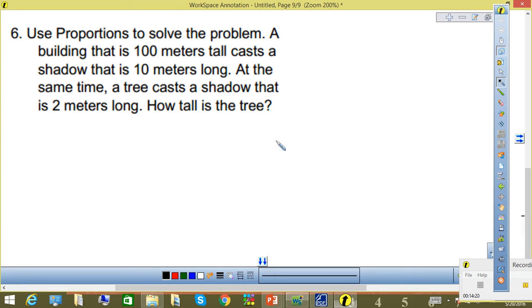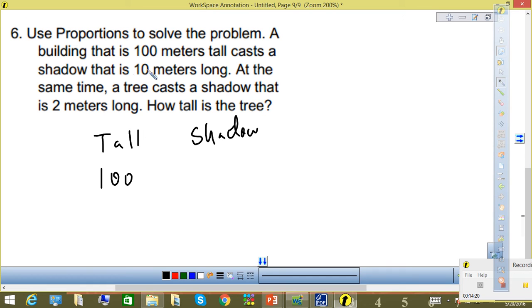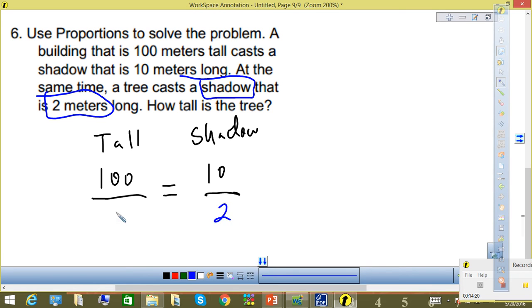It says, use proportions to solve the problem. Look up, please. It says, a building that is 100 meters tall, so here we're going to put tall, 100, cast a shadow of 10 meters long. So let's create a proportion here. Let's see what's the given information. At the same time, a tree casts a shadow of 2 meters. Where do we put that 2? On the shadow side, so it goes here. So that means we put x right here, and let's cross multiply.